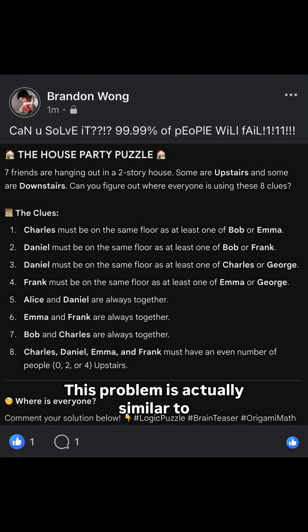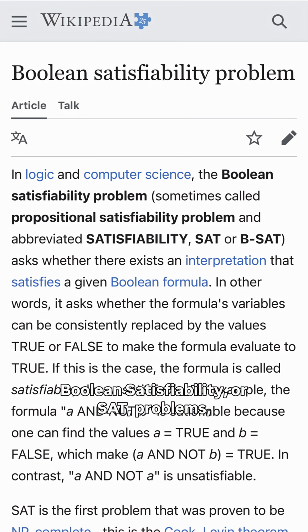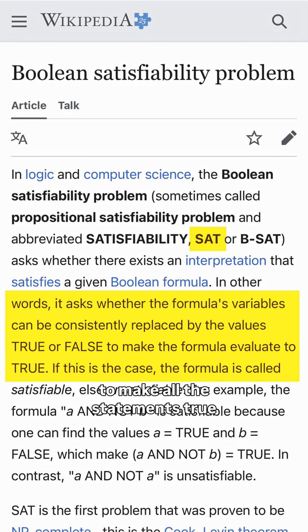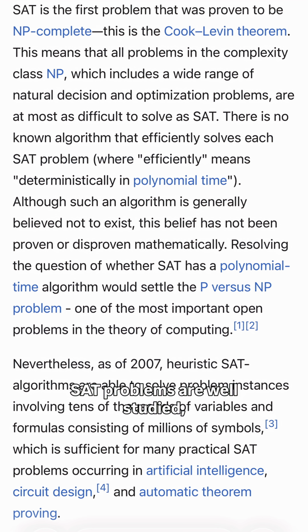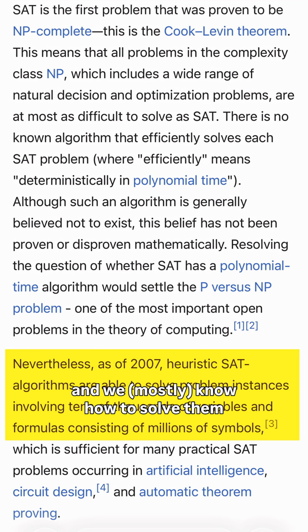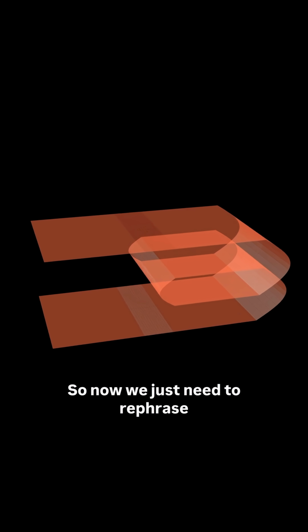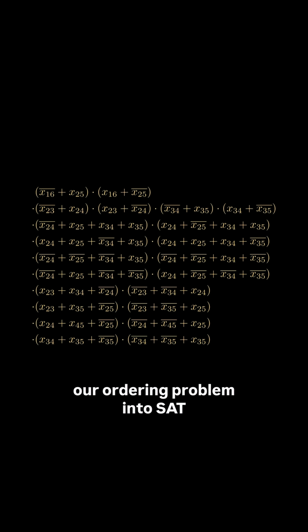This problem is actually similar to those logic puzzles you'd see on Facebook. These are examples of what's called Boolean satisfiability, or SAT, problems, where we assign things to true or false to make all the statements true. SAT problems are well studied, and we mostly know how to solve them. So now we just need to rephrase our ordering problem into SAT.